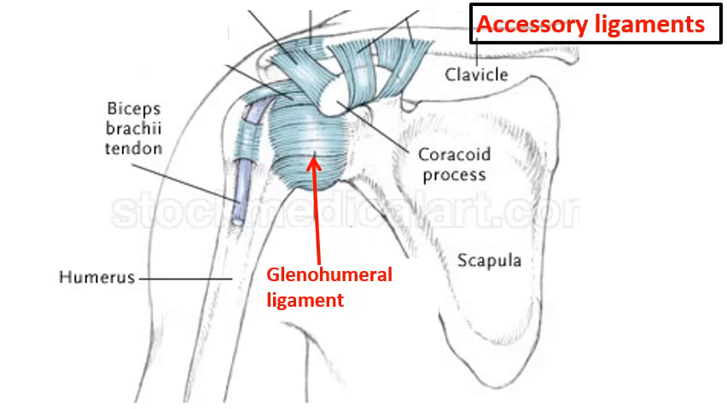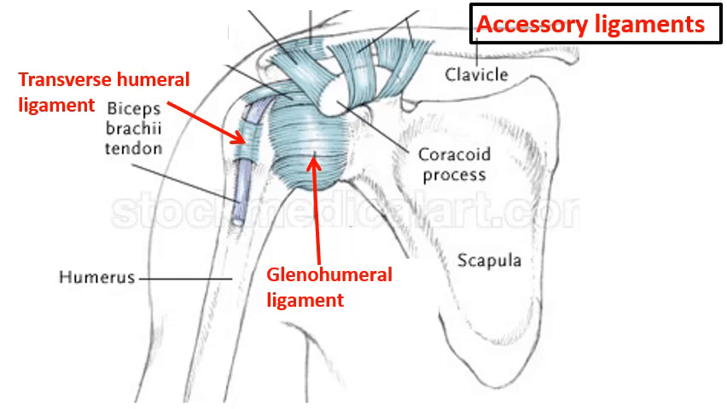glenohumeral ligament. The second ligament is a ligament that keeps the biceps tendon in its place after the biceps tendon exits from the capsule of the shoulder joint. It passes in what is called the bicipital groove, so it is kept in its place by a ligament which is transverse in position, called the transverse humeral ligament. We will see in the next slide in detail where exactly they are attached.